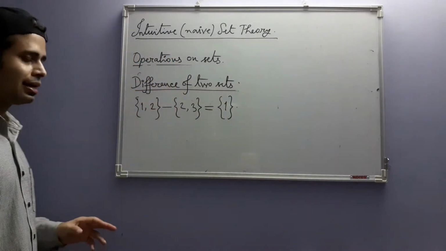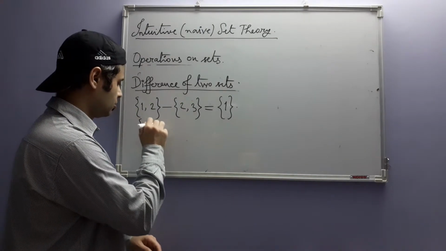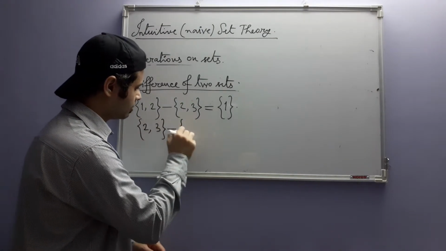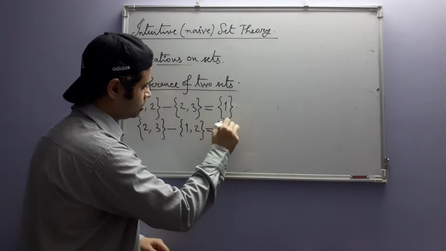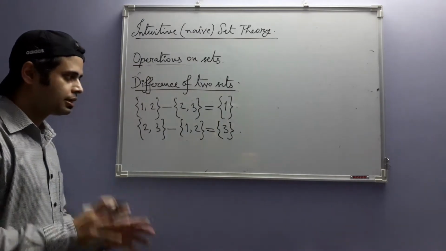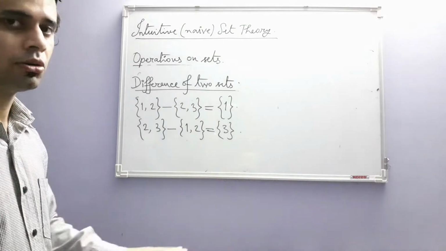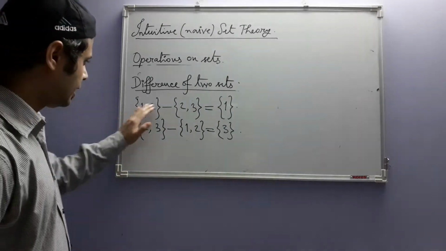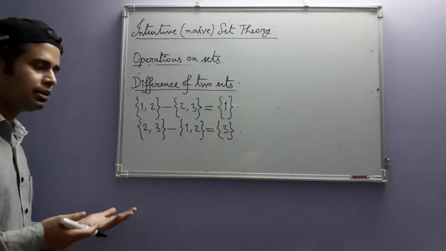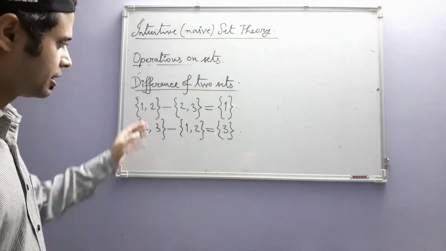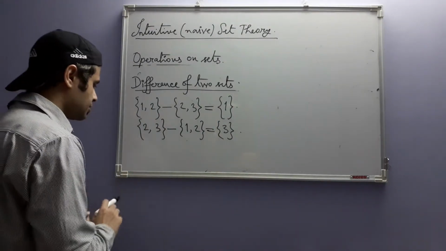Now note that unlike union and intersection, if we calculate this one, we get {3}. So the difference of two sets is not commutative. A minus B is not B minus A. Of course, it will be equal in a special case when they are both the same set. Okay, so this is the first example.